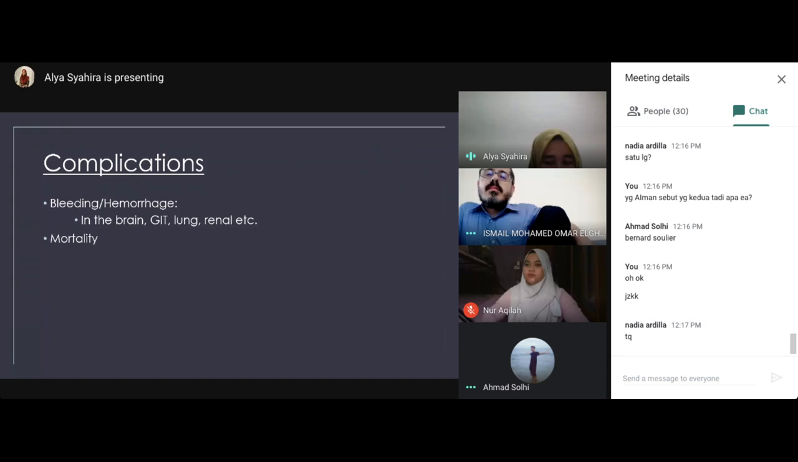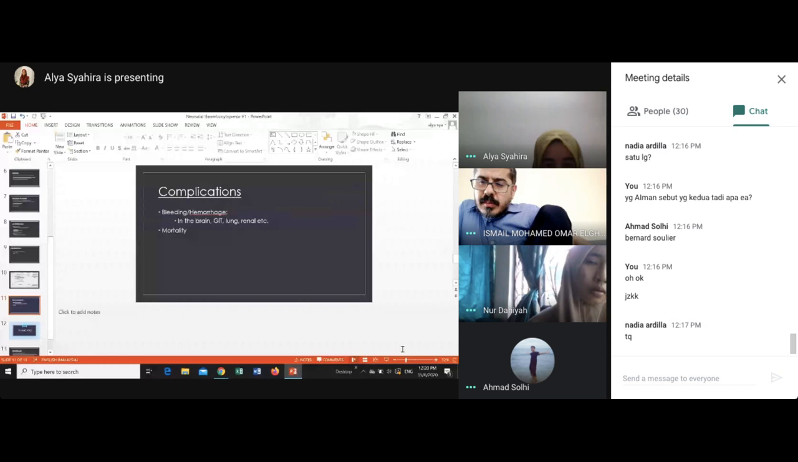That's all. Any question to Shahira? About thrombocytopenia, any question? Okay, if no questions, we go to the next presentation. Thanks, Shahira. Thank you, Dr.